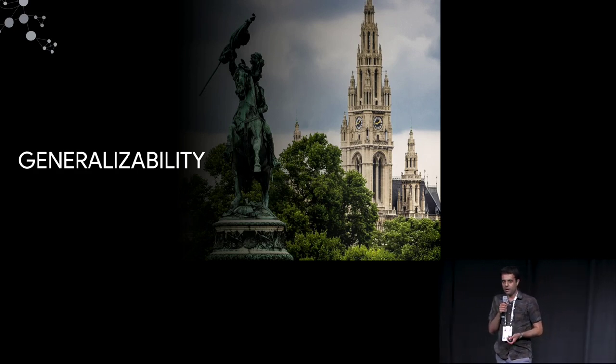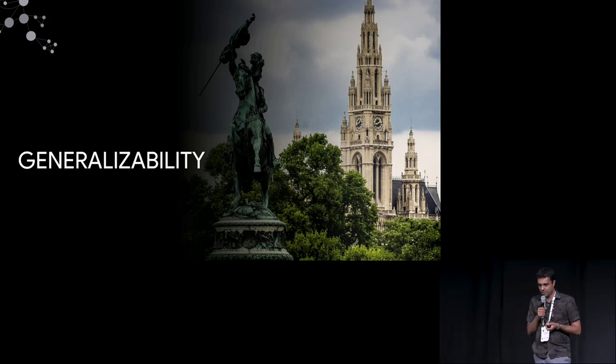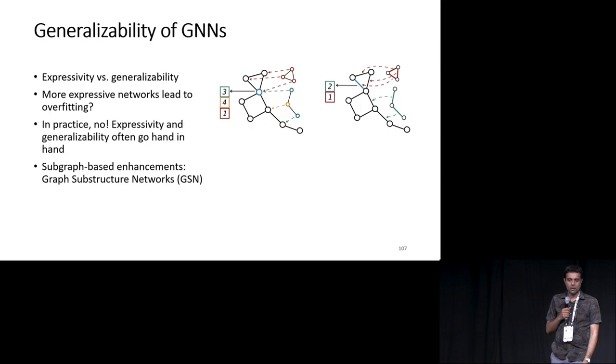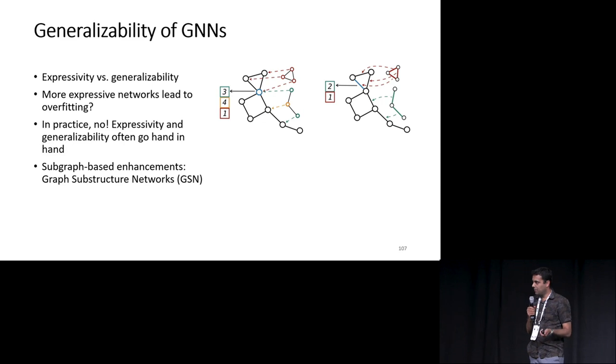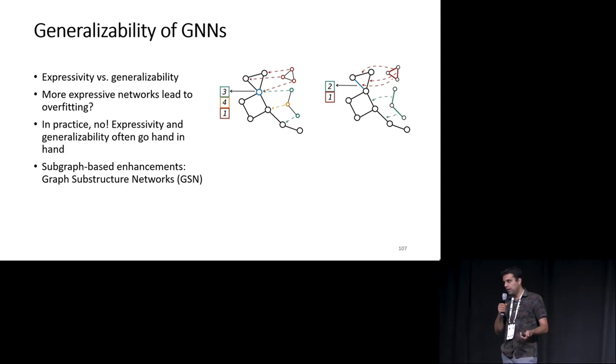Okay, so next thing I will talk about is generalizability. We spent the last few minutes talking about expressivity, that is, what kind of functions can be expressed or learned by a network, theoretically. But even if you enhance expressivity, does this necessarily translate into better, say, test performance in practice?